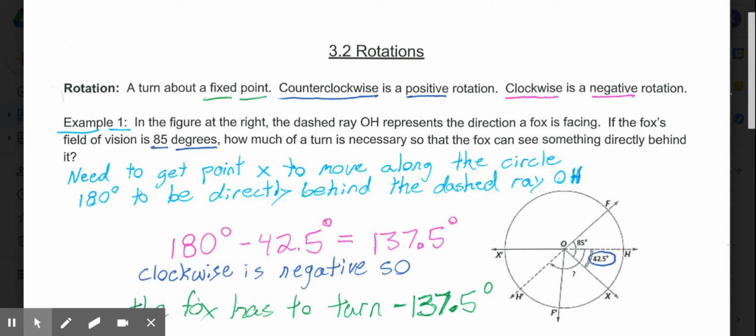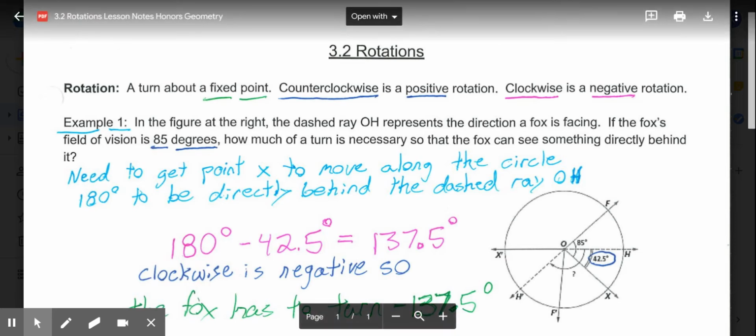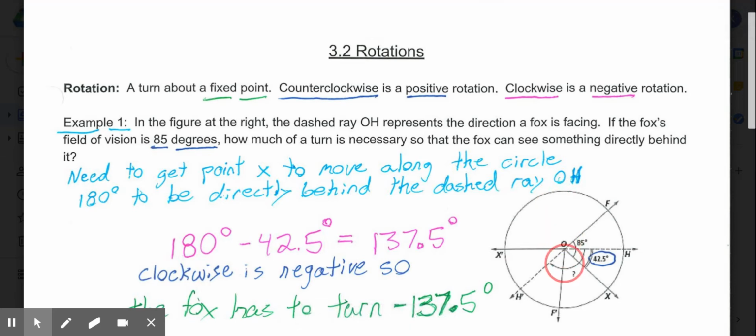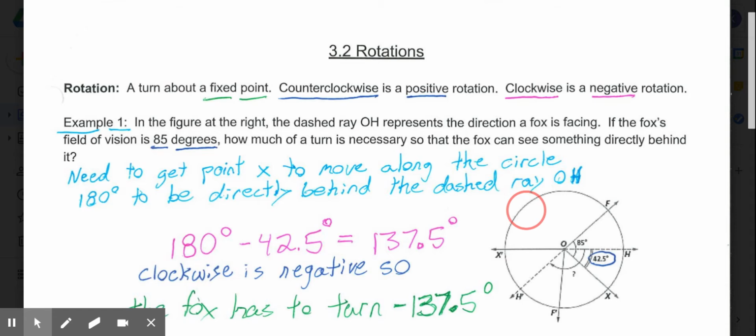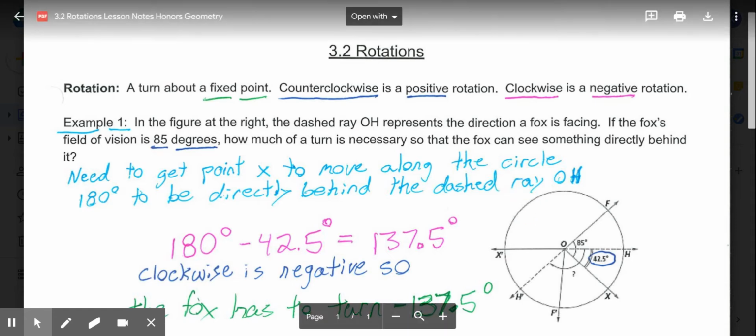So a rotation is a turn about a fixed point. Counterclockwise rotation, we always consider to be positive. So if I look at the circle down here, O being my fixed point, and if I took point F and moved it counterclockwise, that would be a positive rotation. If I took F and moved it clockwise, that would be a negative rotation.